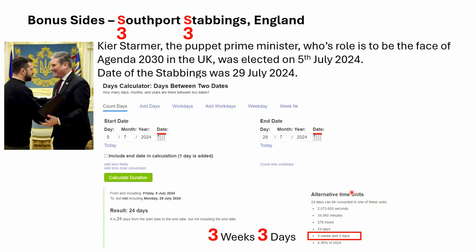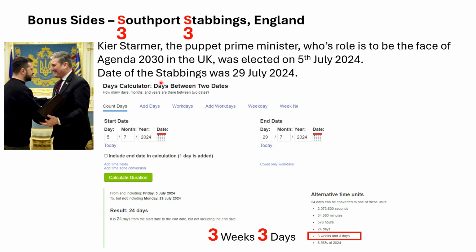I'm not going to cover all of it because I'm going to refer you to a video that covers it in much more detail, with a very good breakdown and decoding of this event. But it's the Southport stabbings. S in Chelsea numerology is 3, so we have a 33 there. And this Keir Starmer is the puppet Prime Minister, whose role basically is to be the face of an accelerated Agenda 2030 in the UK, and he was elected on the 5th of July 2024.